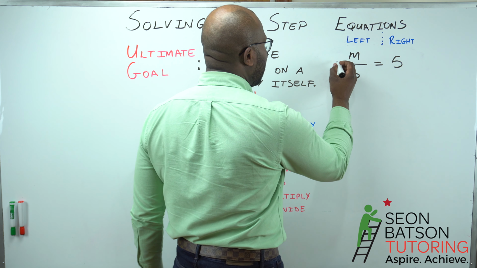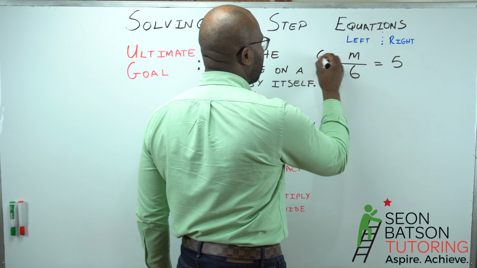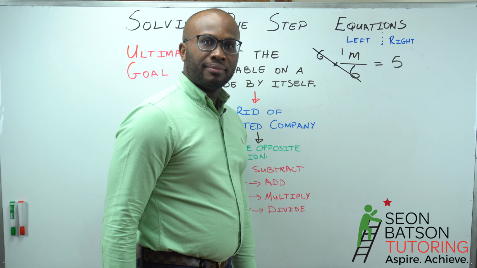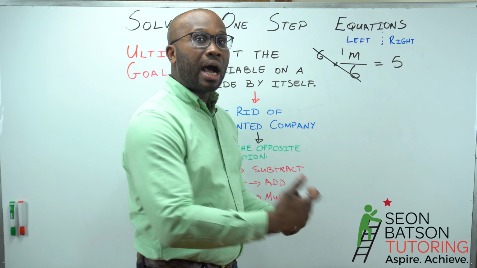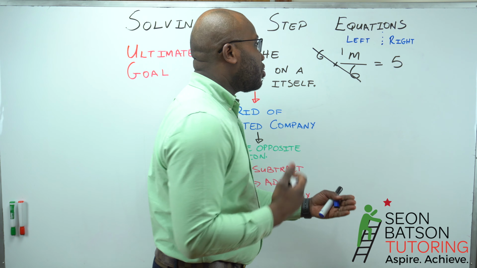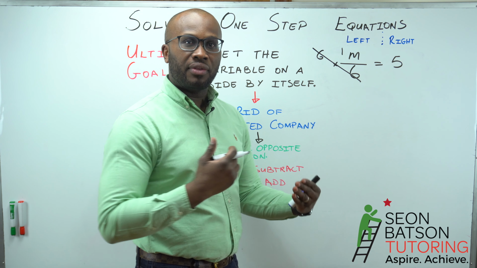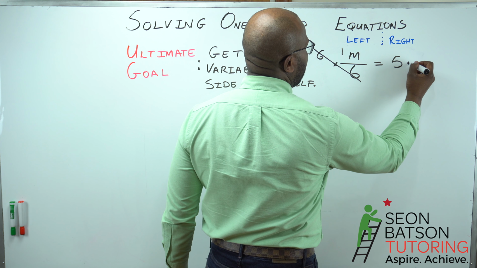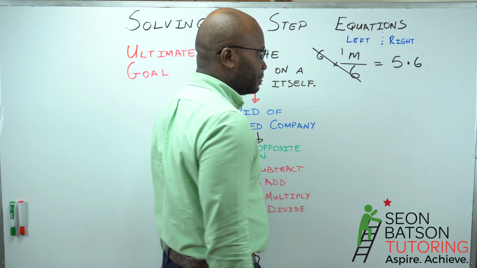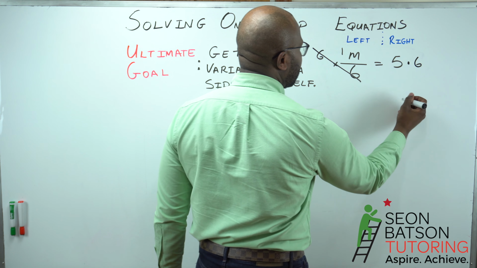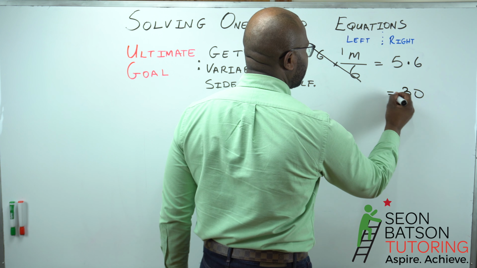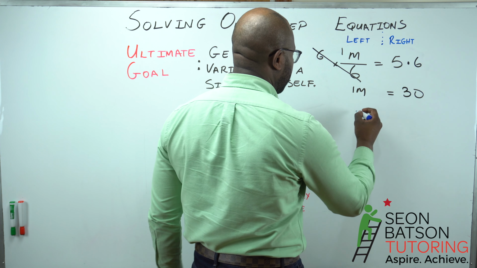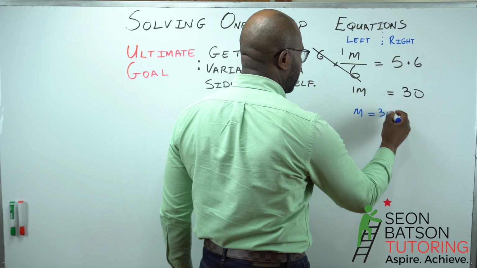So we will multiply on the left side by 6. If I cross this out, 1 is left. Now, we aren't finished. Remember, whatever the opposite operation is, we must perform that operation on both sides of the equation. If we multiply the left side by 6, we must multiply the right side by 6 as well. So what's left after multiplying? On the right side, we'll get 30. And on the left side, we have 1m. Well, we know that 1m is the same as m. So m is equal to 30.